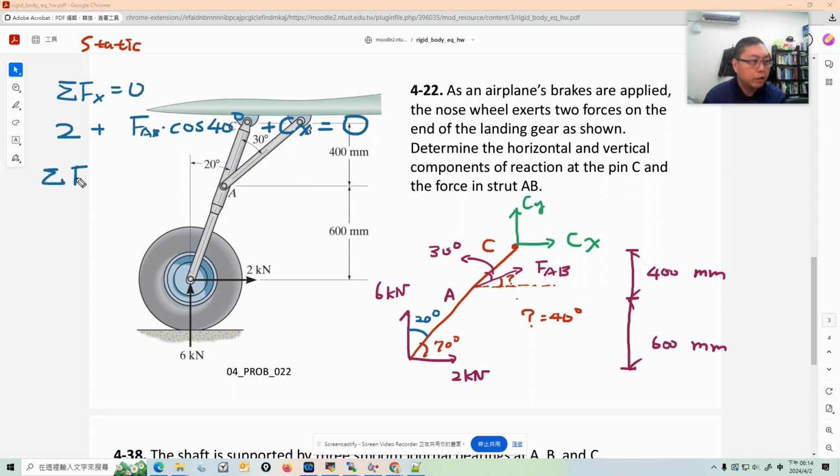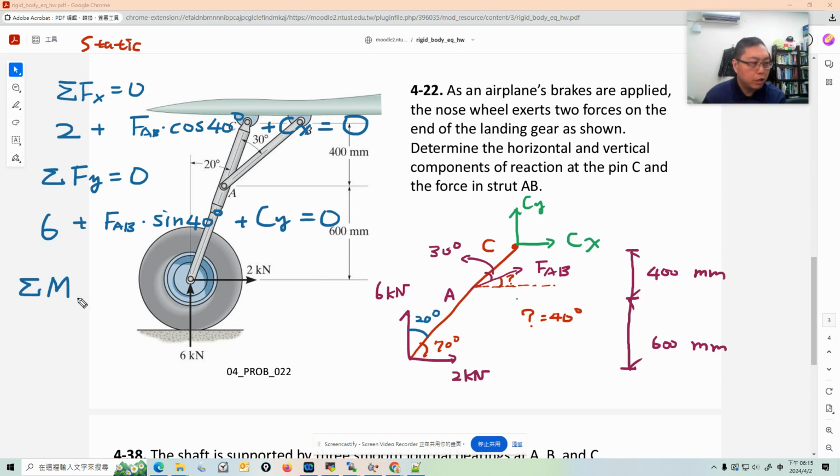So we use another equation, the y component: 6 kilonewton pointing up, and here FAB times sine 40 degrees, and then we have CY pointing up. Right now we have two equations, but can we solve FAB, CX, and CY? Still not doable, because we have two equations but three unknowns: FAB, CX, and CY. So it's not solvable, and we need another equation.